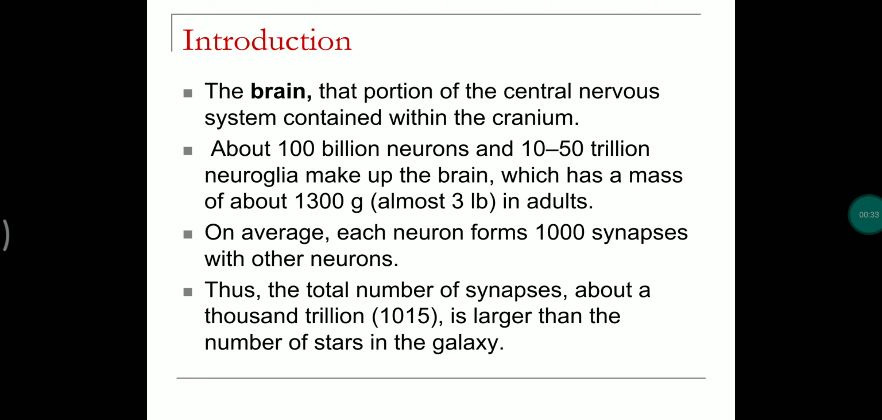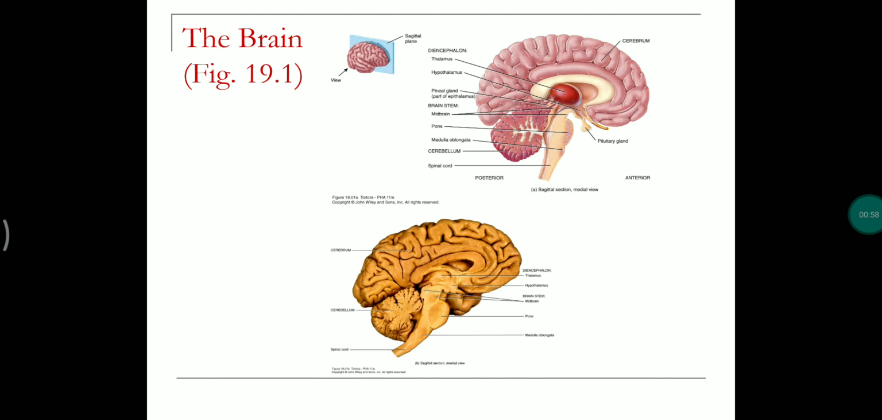The brain consists of hundreds of billions of neurons and neuroglia, which account for 1300 grams in adults. It also has many synapses, thousands of synapses, and these synapses are more numerous than the number of stars in the galaxy. And of course this is the brain that is present inside our cranium.